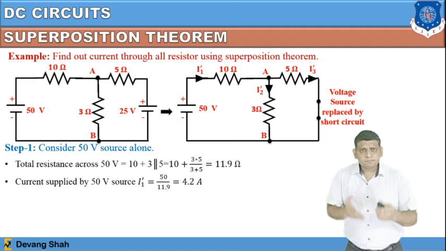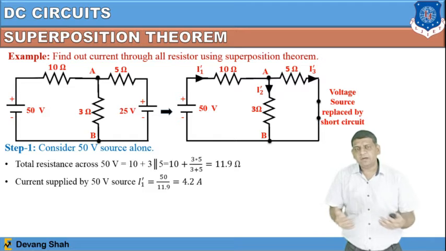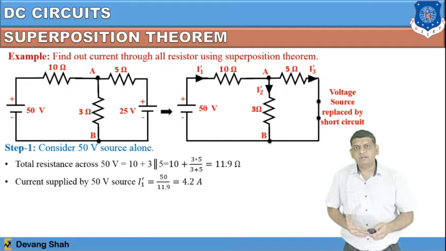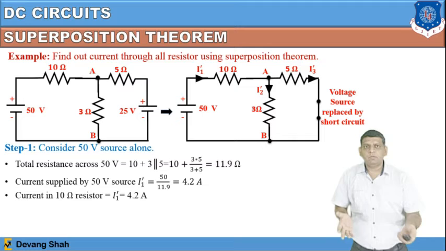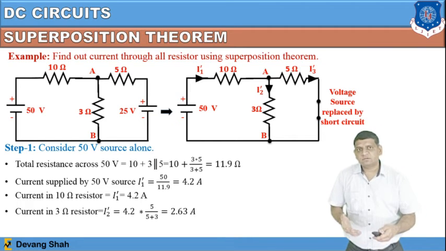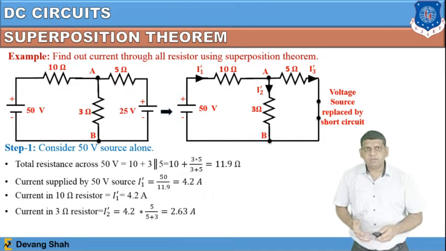Here, the current supplied by the 50 volt source, which I define as I1 dash, is equal to 50 divided by 11.9, the total resistance of the circuit, which is 4.2 ampere. From this I can find I2 dash using the current divider rule. So I2 dash is equal to 4.2 multiplied by 5 divided by 5 plus 3.